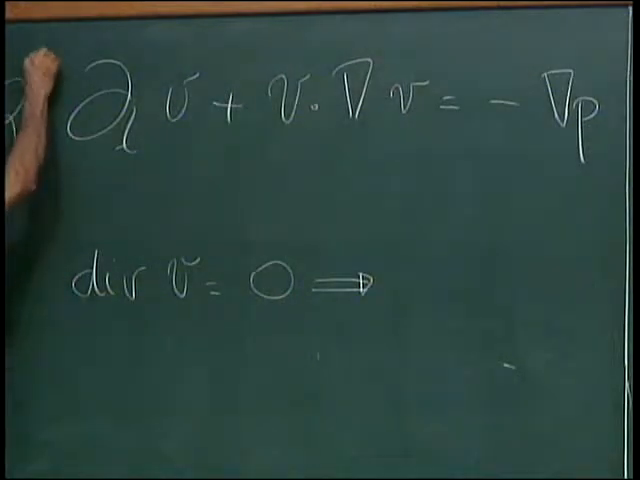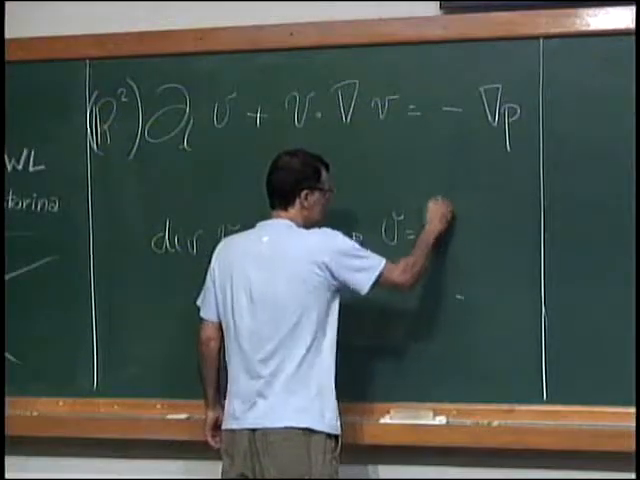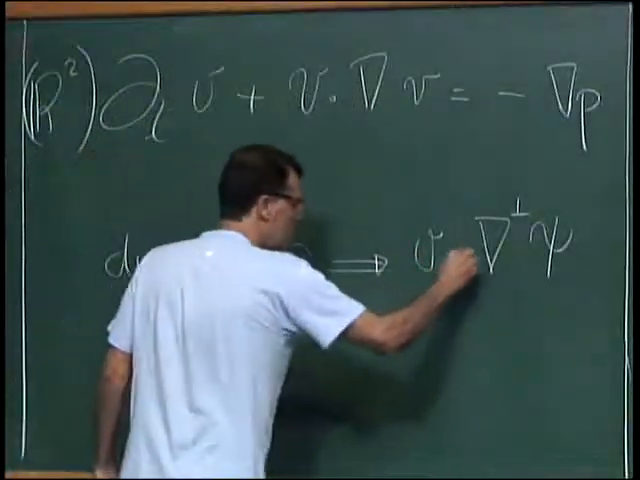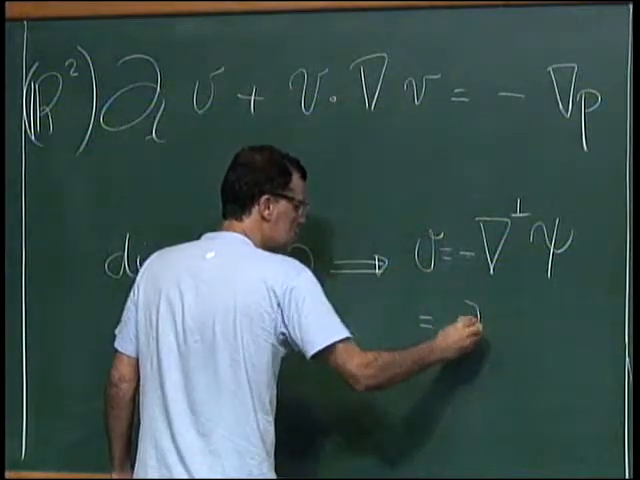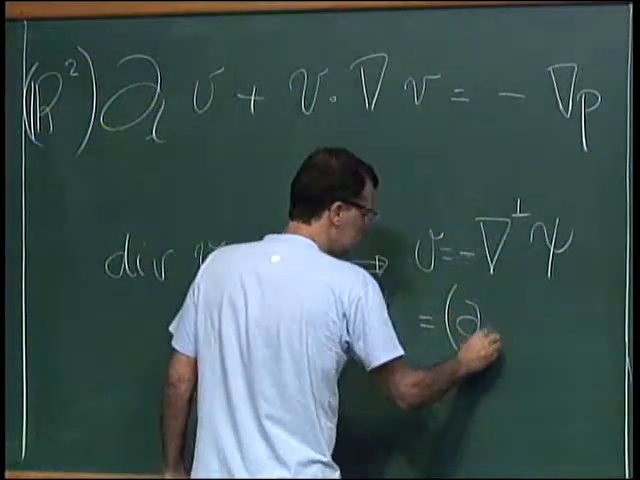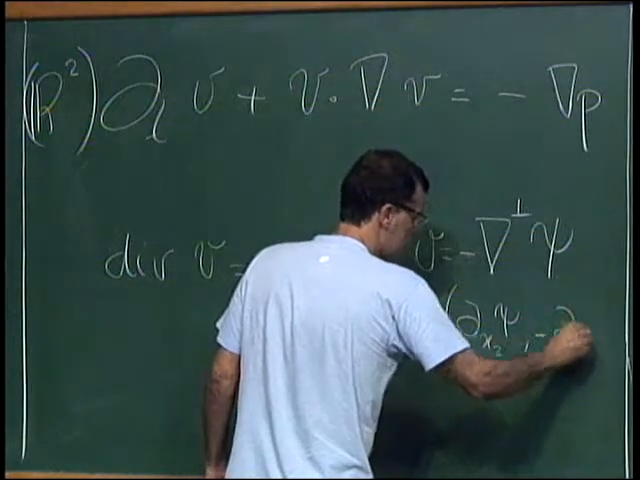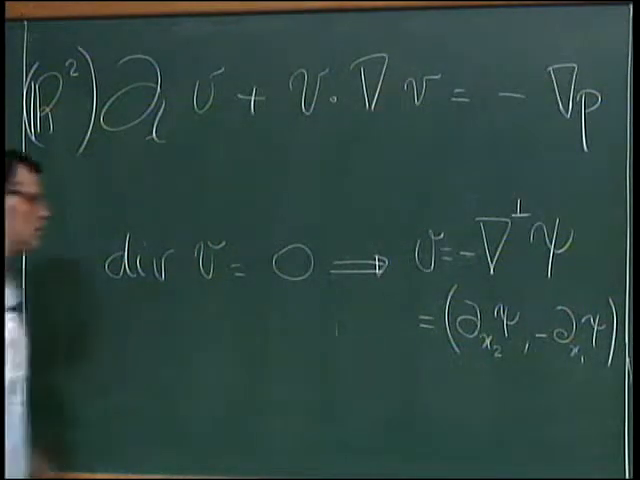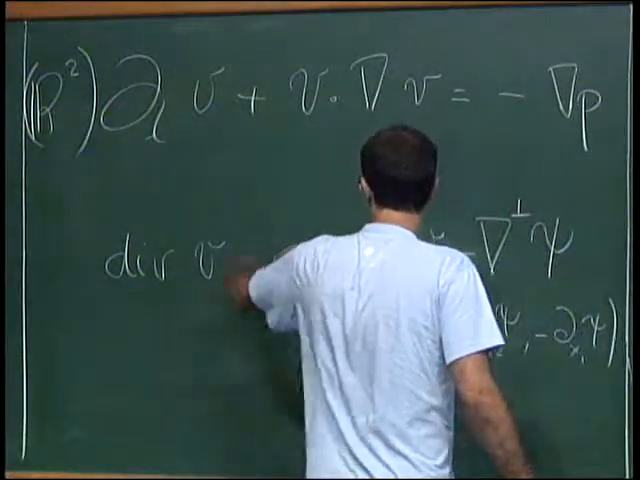So we start with R2, the simplest surface. And then this implies that V can be written as the orthogonal gradient of a function that we call a stream function. I usually put a minus sign here. So there's a minus sign, and this means that V is equal to x2 psi minus x1 psi. So this condition implies that there is always a function with this property.